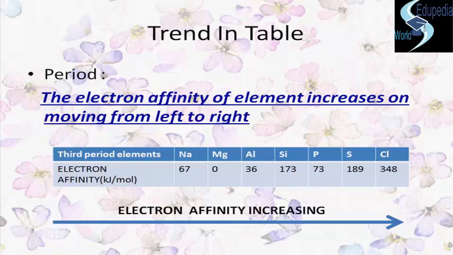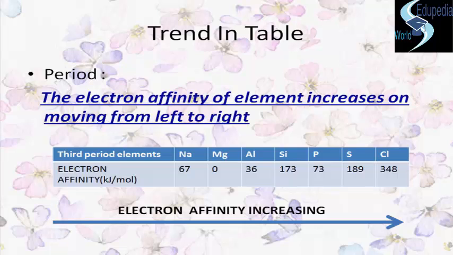The increase in electron affinity in the period can be explained as follows: when we move from left to right in a period, the size of the atom decreases, due to which the attraction of the nucleus for the incoming electron also increases. So more energy is therefore given out on adding an extra electron to the atom.